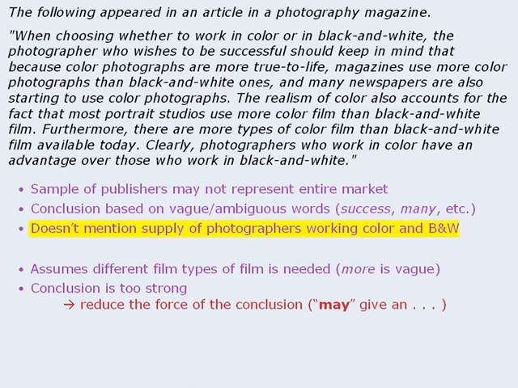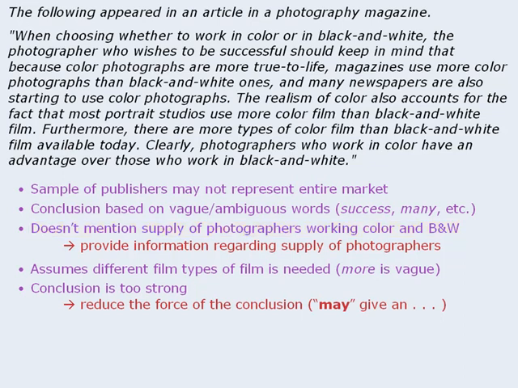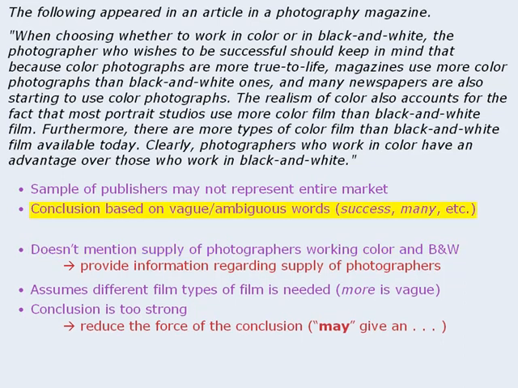When it comes to this flaw regarding the unknown supply of photographers working in color, we can suggest that the argument could be improved by providing this information. The problem regarding the use of vague or ambiguous terms can be fixed by using more specific terms. Now keep in mind that you need not suggest a fix for every flaw. 1 or 2 fixes for your essay will suffice.